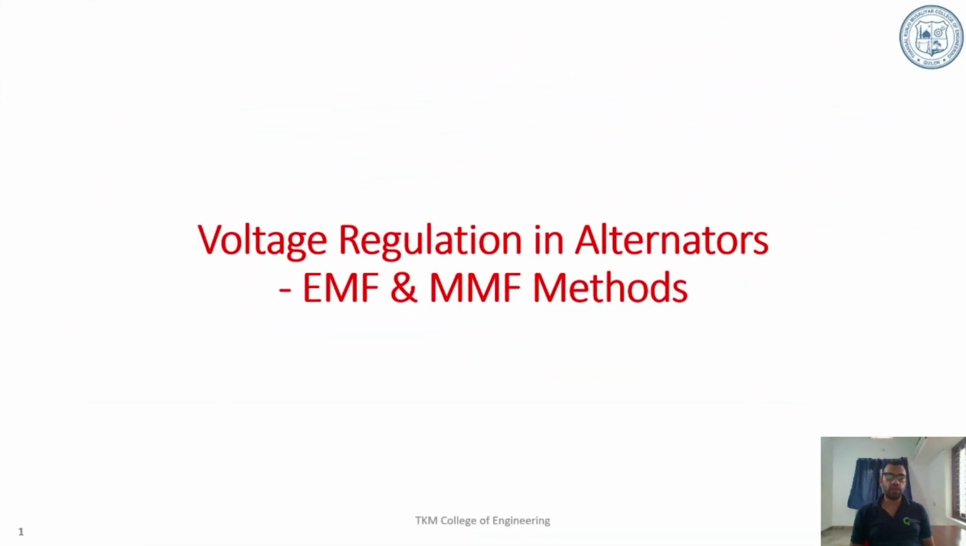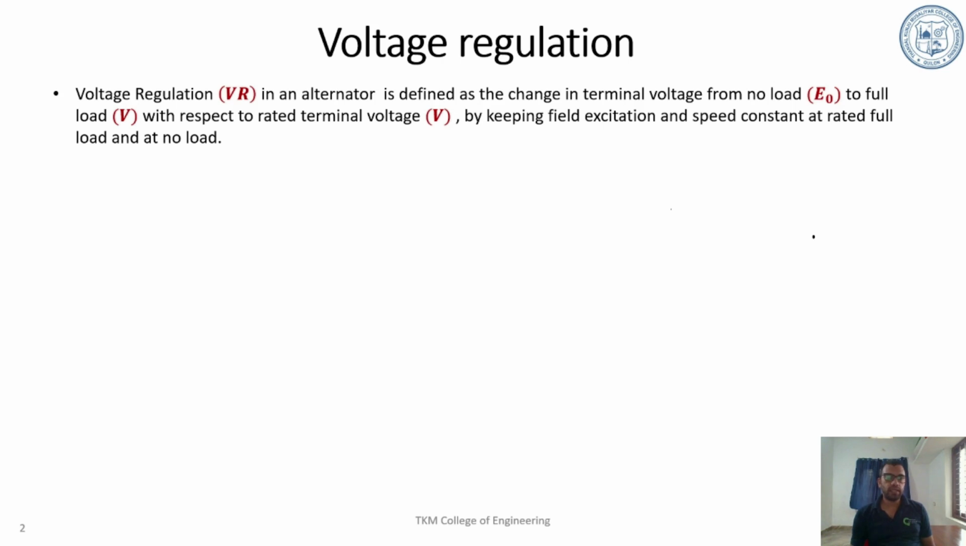In this section, we are going to discuss voltage regulation in alternators, EMF and MMF methods. What is voltage regulation? Voltage regulation in an alternator is defined as the change in terminal voltage from no load to full load with respect to rated terminal voltage, when load on the machine is suddenly thrown on, keeping field excitation and speed constant at rated full load and at no load.